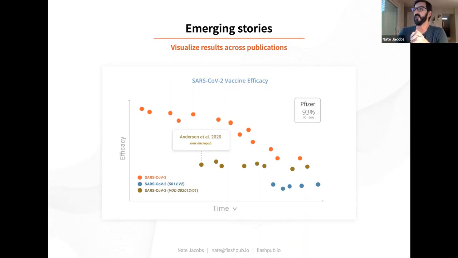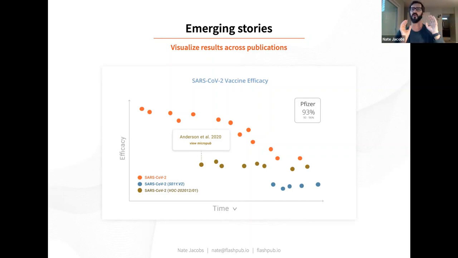This is a mock-up, this is not real data here. This is vaccine efficacy, but same sort of idea, where the story emerges not from the individual article, but through multiple contributions and multiple micropublications across different labs. And it doesn't have to be a neat story, right?